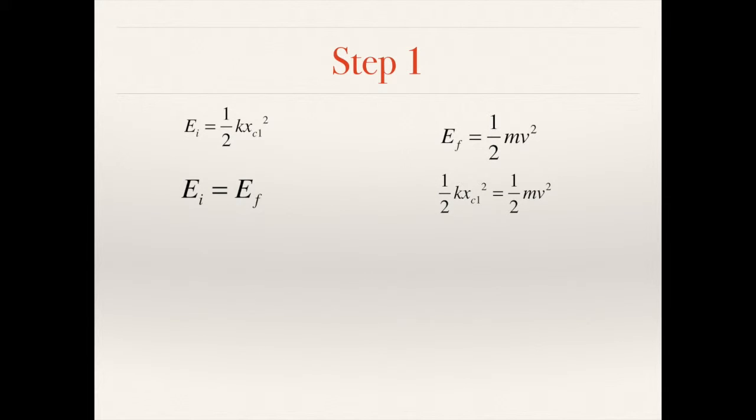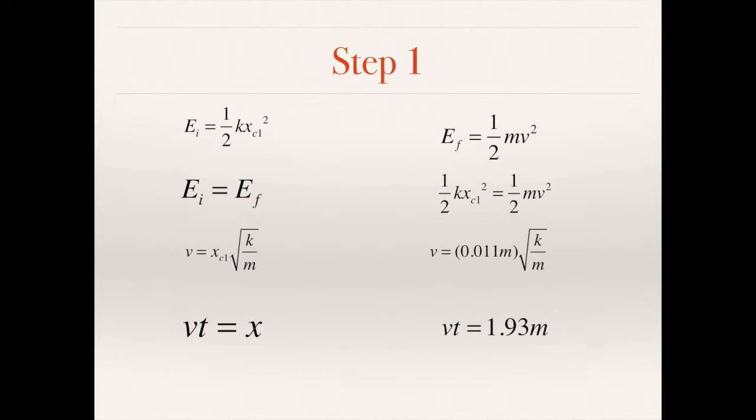By doing some algebra, we will get that v equals x_c1 times the square root of k over m. And we already know that x_c1 equals 0.011, so v equals 0.011 meters times the square root of k over m. So the velocity times time will give you the distance that an object travels, which in this case is 1.93 meters. And now we're heading into step 2.